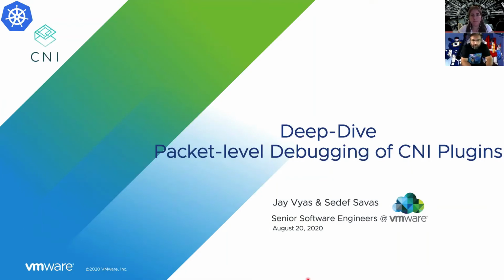We're going to talk about how these CNI plugins work and how you can look at what's happening packet to packet to understand if you're having issues with CNIs or network policies or other networking related stuff in your pod and service networks in Kubernetes.